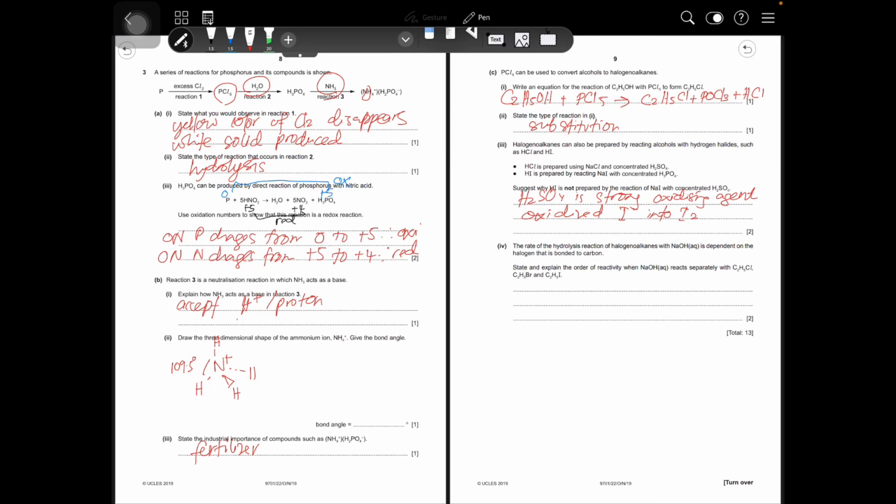The rate of hydrolysis of the reaction of halogenoalkane with sodium hydroxide is dependent on the halogen. Explain the order of reactivity when sodium hydroxide reacts separately with 1-chloroethane, 1-bromoethane, and 1-iodoethane. Definitely 1-iodoethane will be the fastest, followed by 1-bromoethane, and the last will be 1-chloroethane.